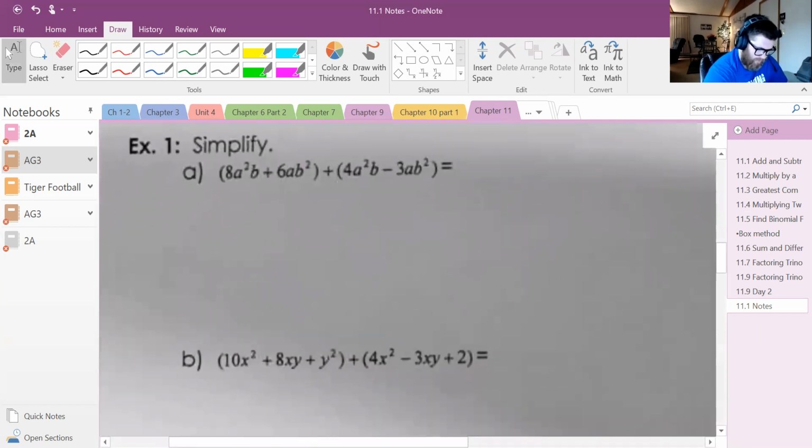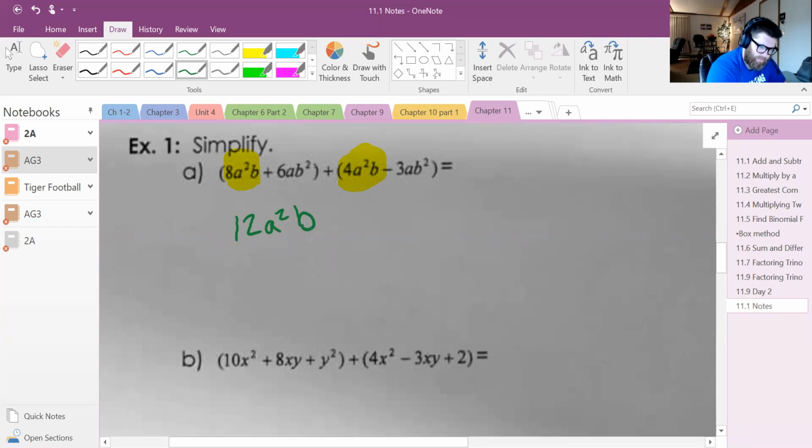First things first, we want to simplify. So we need to figure out what the like terms are. Let's use a highlighter. The first step is just figure out your variables. We have A squared B, A B squared. So we have 8A squared B plus, I need to look for my second like term. It's right here: plus 4A squared B. How do I know they're like terms? Because they both have two A's and one B. Now all we do is add the coefficients to get 12A squared B.